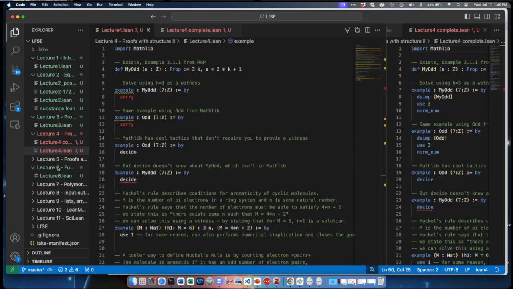Oh, we have a question. Why is k not defined as in Z? Good question. It is. Lean is inferring the type of k here. If I put my cursor over k, you can see it actually does have type Z.